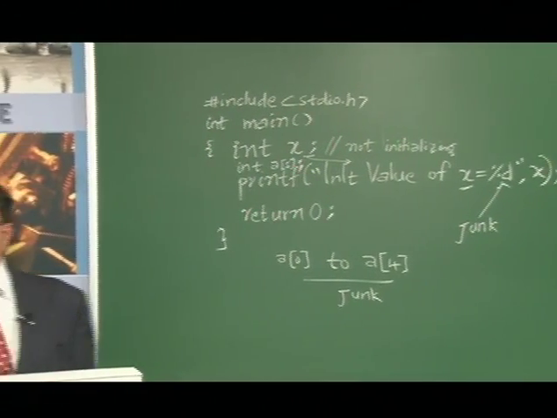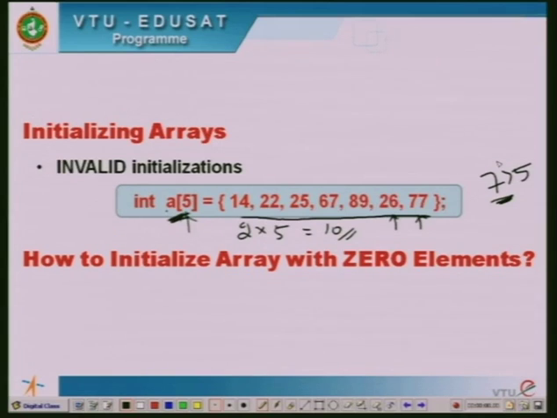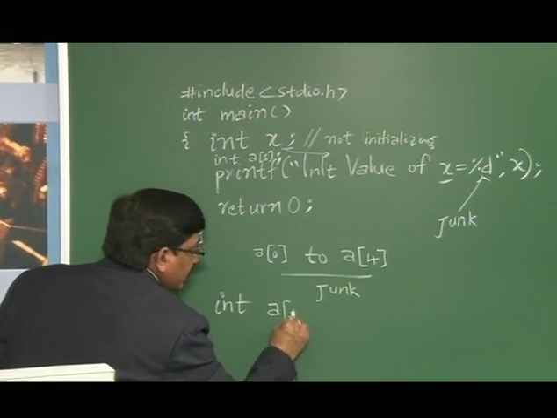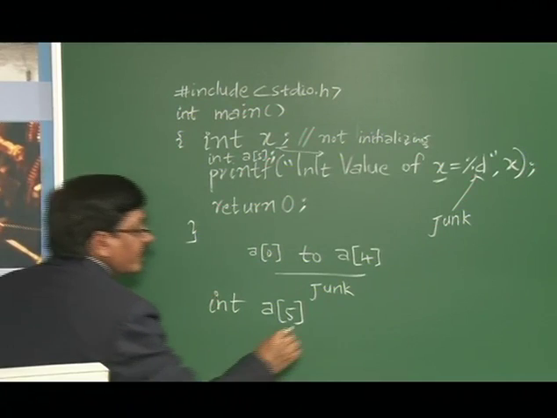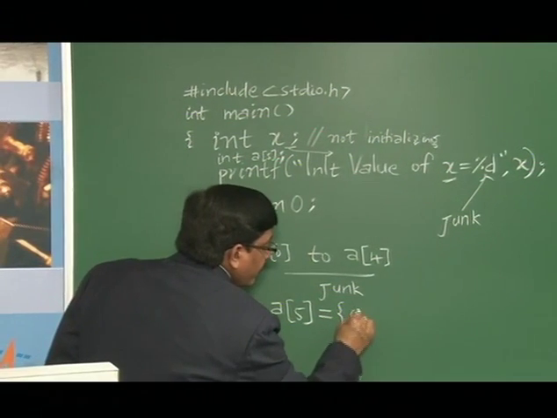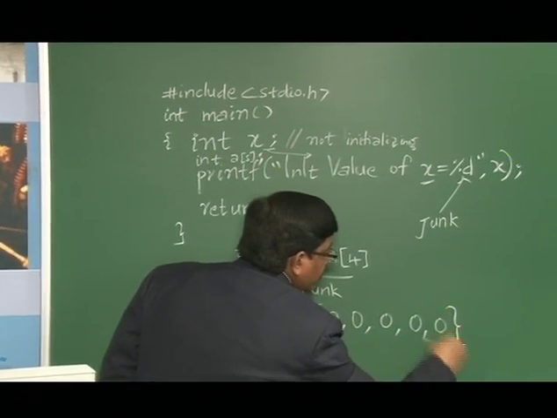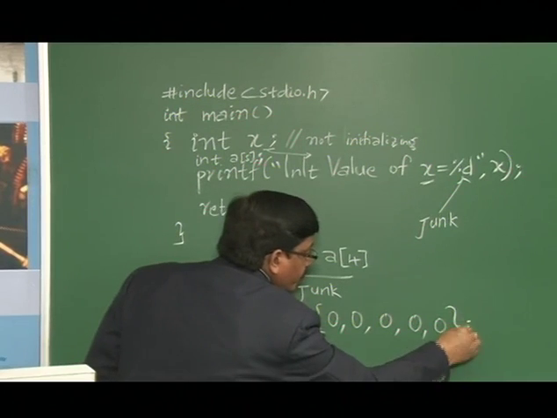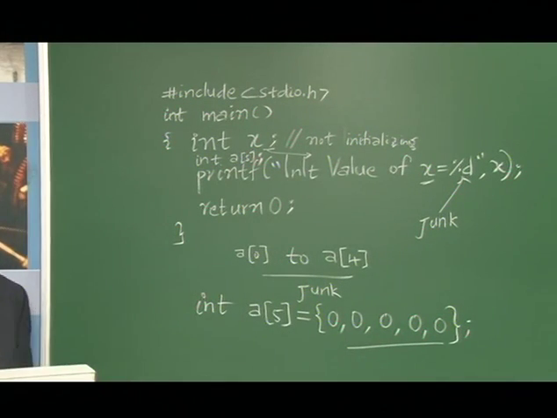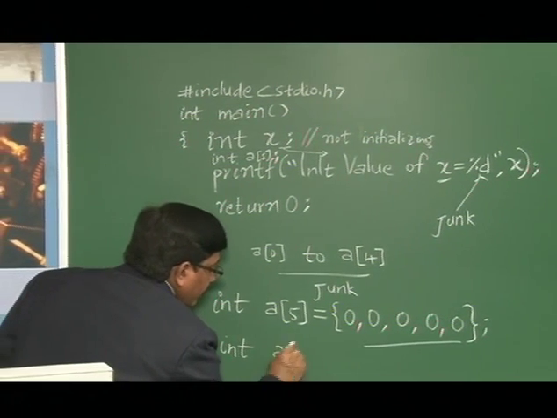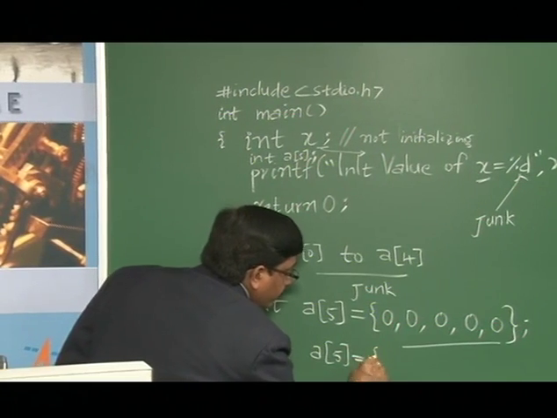Fine. So now the question is how to initialize an array with 0 elements. If I want to initialize all the elements of an array with 0, then my statement would be like this. If I declare a of 5, all the 5 elements will be junk values. If I want to initialize them with 0, I may need to use 1, 2, 3, 4 and 5 zeros. Is it necessary to use 5 different 0 values? It is not mandatory. Just the declaration along with the initialization, a of 5 is equal to 0.